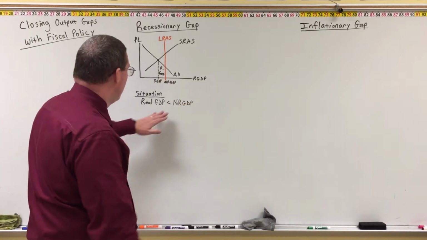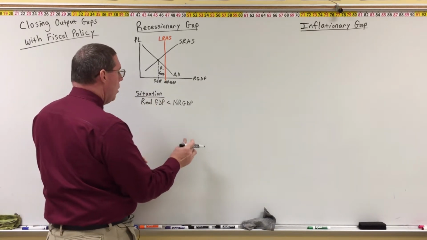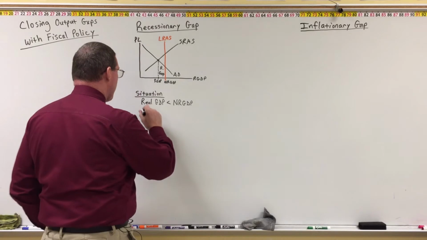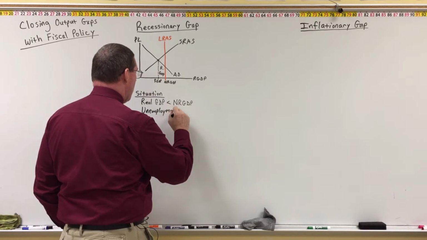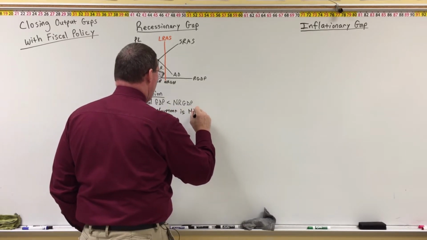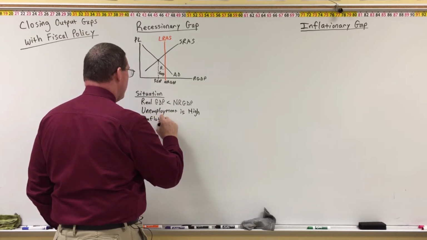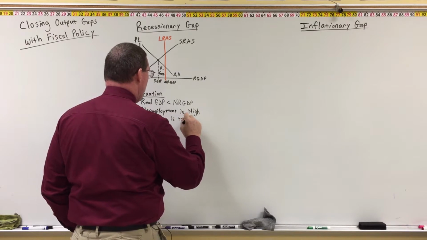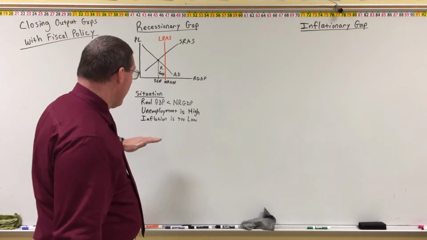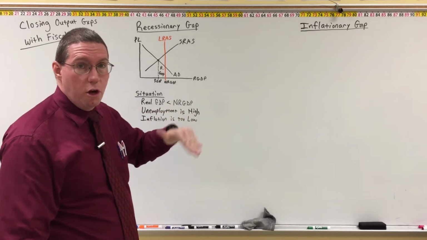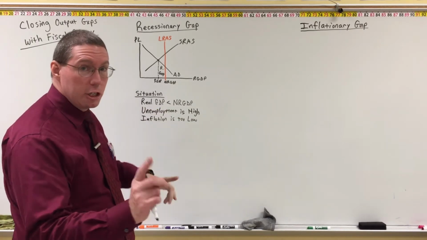Now, let me tell you what else is going on. Because real GDP is low, by Okun's law, that means unemployment is high. So we're going to say unemployment is high. All right, and we're going to say inflation is too low. Okay, now you would think, and you'd probably be right, that unemployment is the most annoying thing, that people are going to complain mostly because of unemployment, and that is probably true.